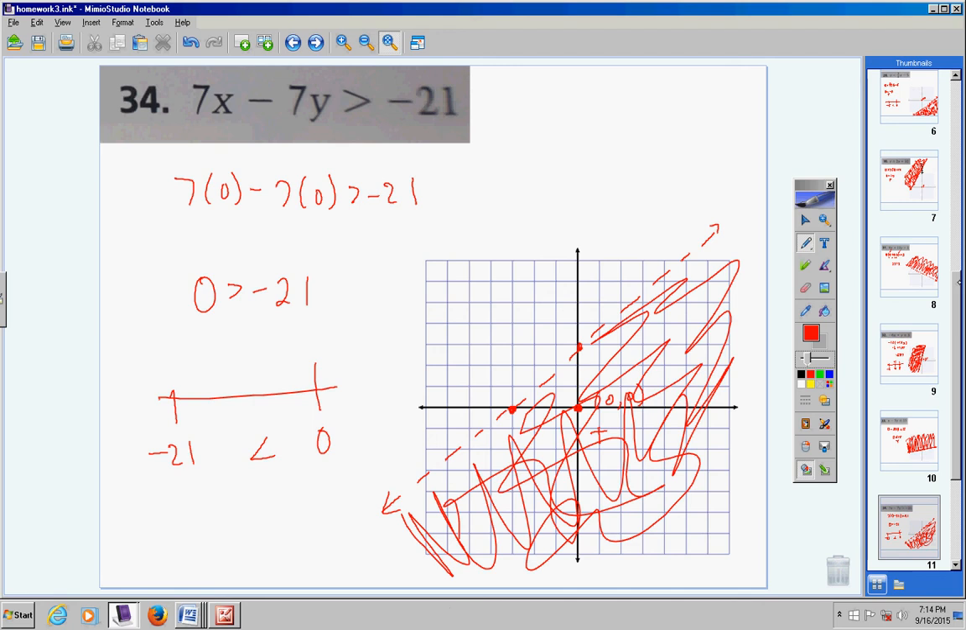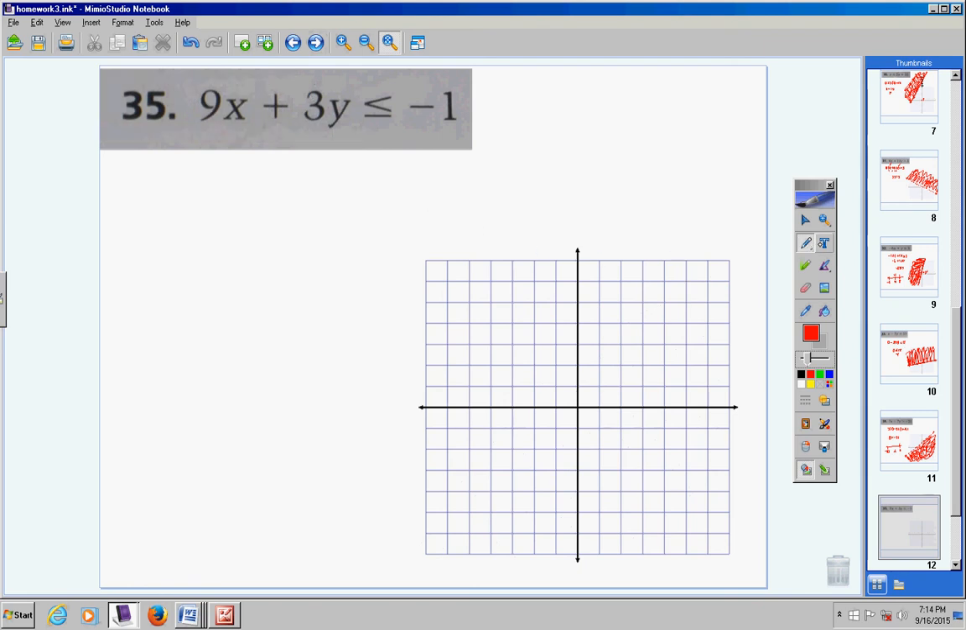Okay. So the answer, or the ordered pairs that satisfy this inequality, are all the points in this shaded area. The ones on the dotted line are not part of your solution set. So the answer to this inequality are all the ordered pairs in the shaded area, not including the ones lying on this line.